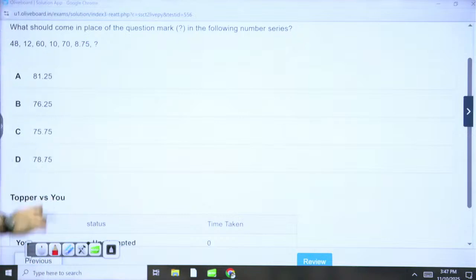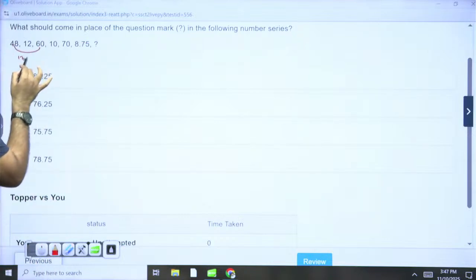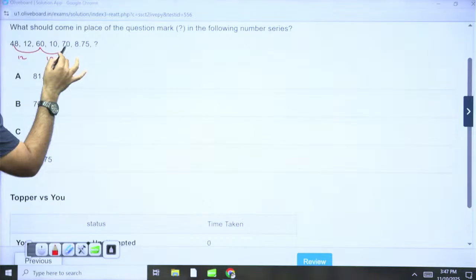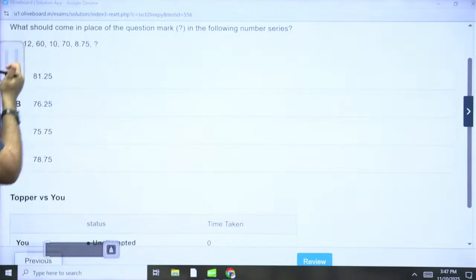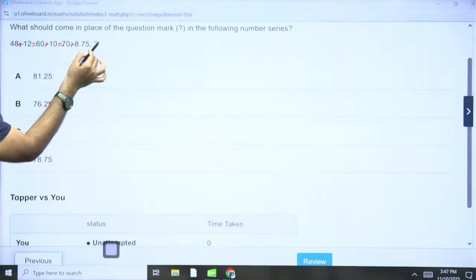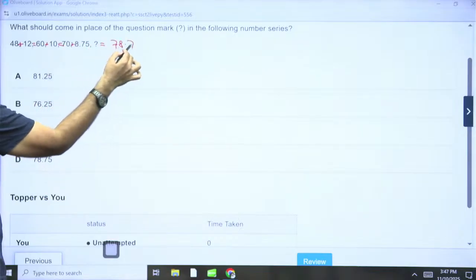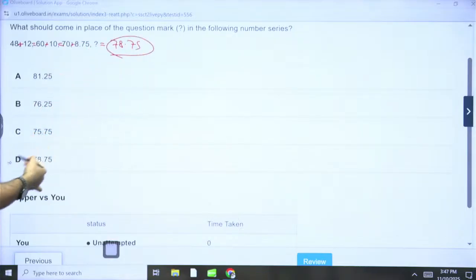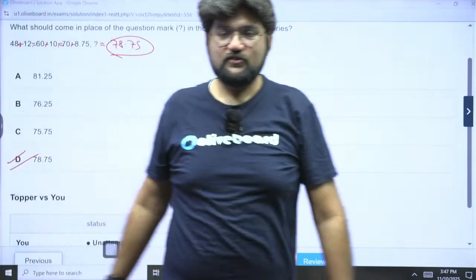Should we go with alternate? 48 and 60 is plus 12. 60 and 70 is plus 10. Wait. 48 plus 12 is 60. 60 plus 10 is 70. So 70 plus 8.75 is 78.75. Wow. Okay. See, this can happen to you in the exam. Though this was not the logic actually.